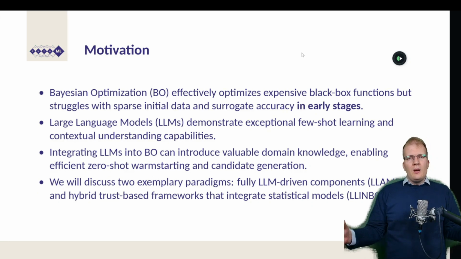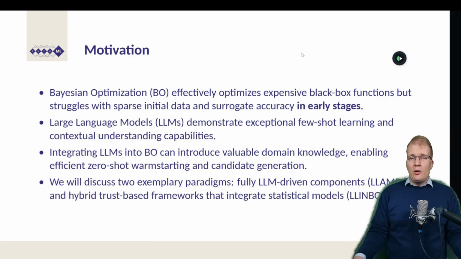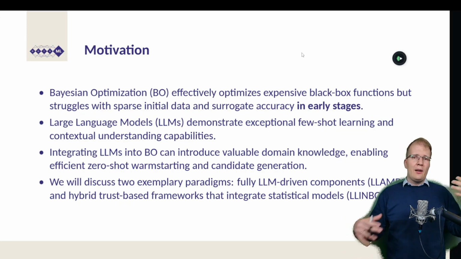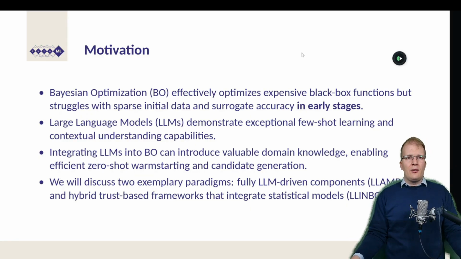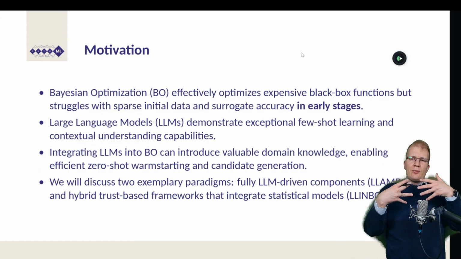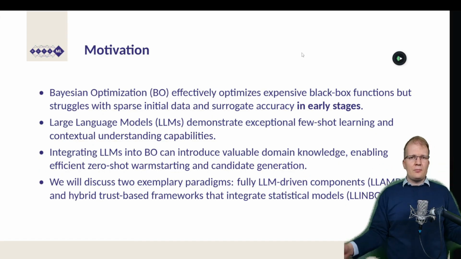Bayesian optimization effectively optimizes expensive black box functions, for example, used for HPO, or we have also seen it for neural architecture search, but it struggles with sparse initial data and surrogate accuracy, especially in early stages, where the surrogate model is underdefined. Large language models have demonstrated exceptional few-shot learning and contextual understanding capabilities. The idea is, if we can bring both worlds together, we get the best of both: the valuable domain knowledge from the LLM and the efficient optimization from BO.